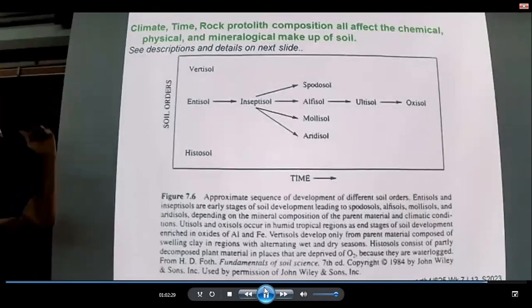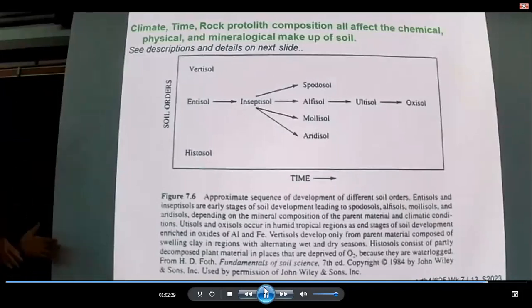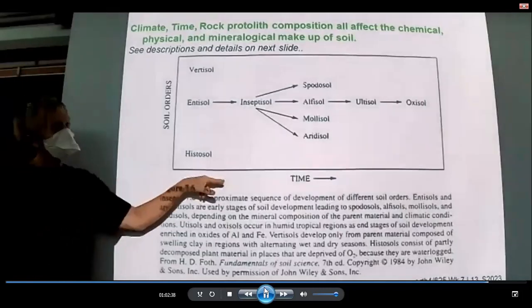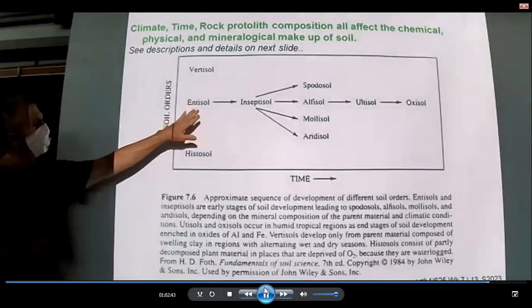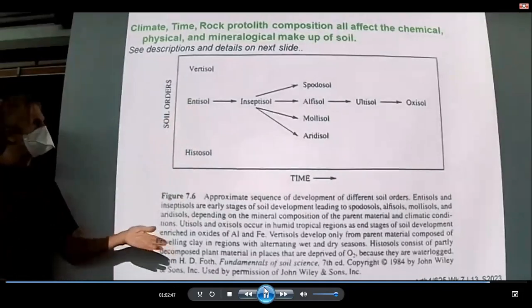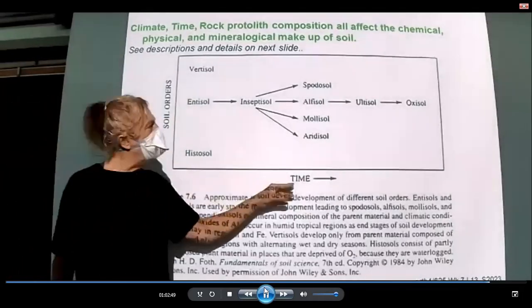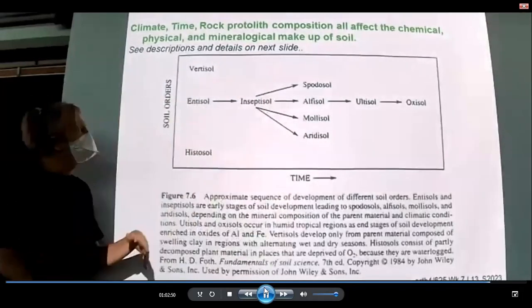And so you can see in this diagram that there's an approximate sequence from very, very young soils on the left to very well-developed soils on the right, and intermediate soils in between. And some of those names, those different names up the middle, relate to the type of rock from which they formed, what we call the rock protolith. There are also, of course, climate factors thrown in here.